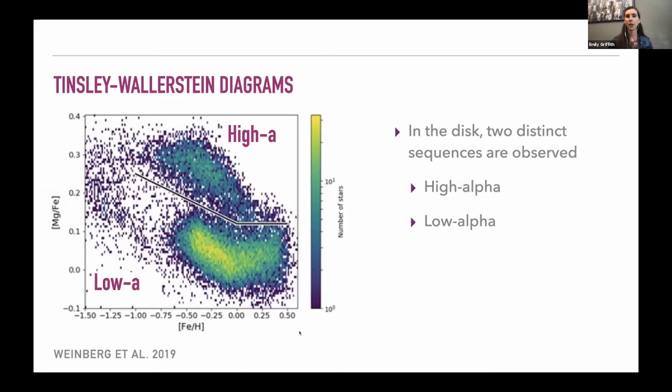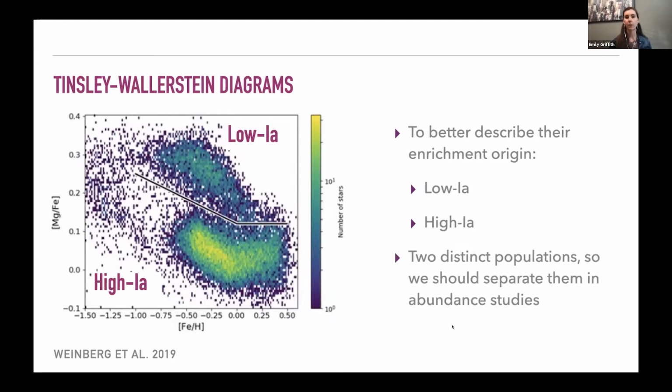So in this talk, I won't refer to these populations as high alpha and low alpha, but rather as low 1a and high 1a respectively, to better describe their enrichment history, because the stars that are high in alpha abundances are actually high in alpha abundances because they have lower contribution from type 1a supernovae. These two populations are distinct, so it's important that we study them separately and we look at their abundances as populations and don't mix them together.